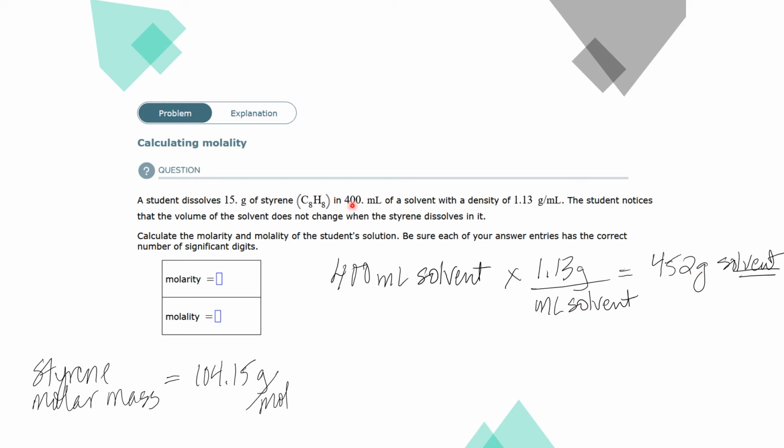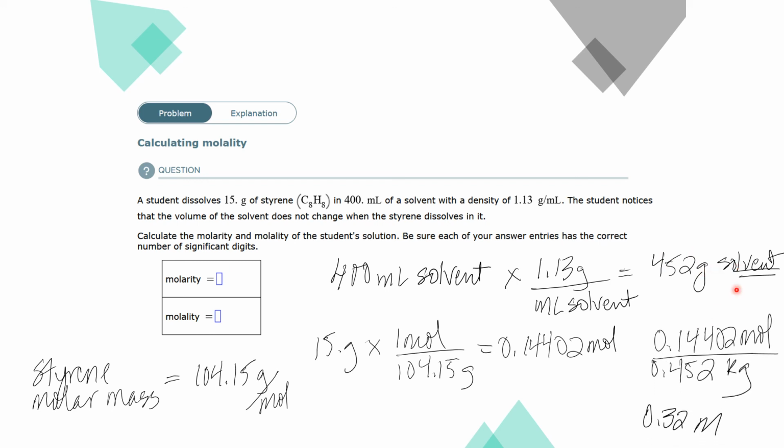So now we only need to calculate the moles of styrene using the molar mass and the grams of styrene. That looks like this calculation. We divide by the molar mass and get 0.14402 mole. So now we can take these mole and divide it by the mass of the solvent in kilograms. And that turns out to be this calculation here, which gives us 0.32 molality.